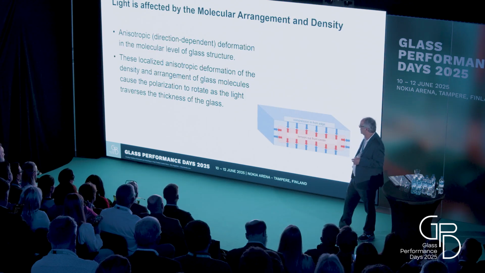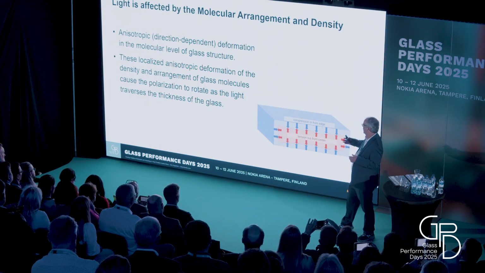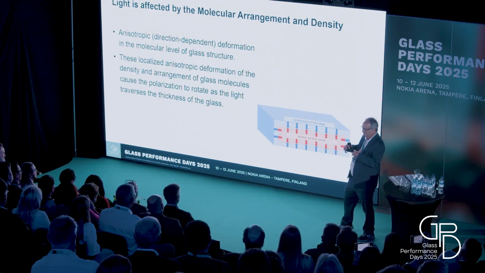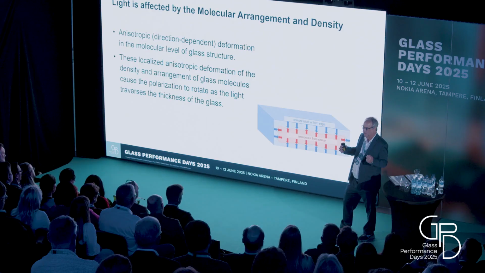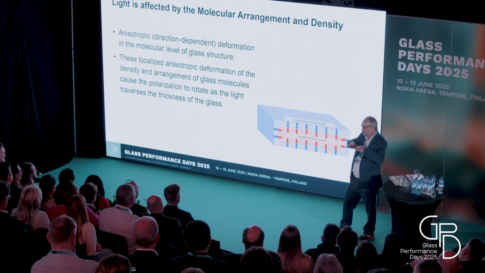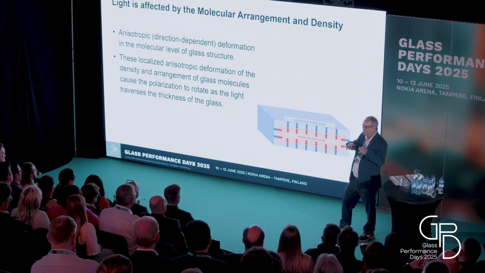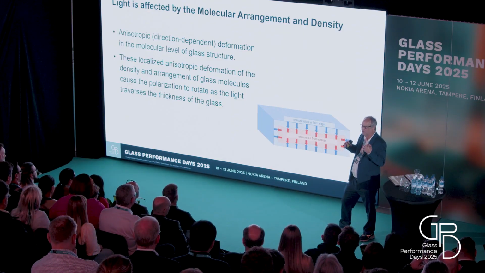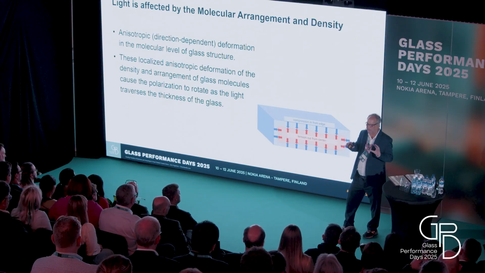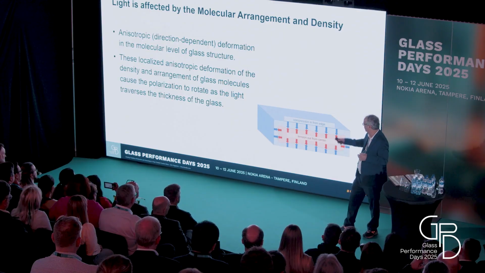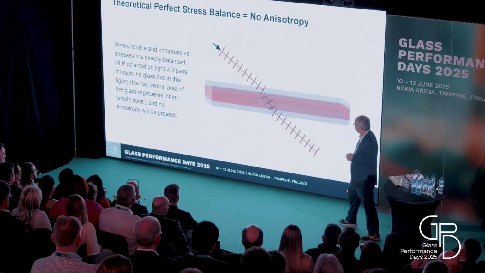But what happens, and I was trying to find a picture of this, but I could not find a picture of what happens to the molecules during the tempering process. There is actually a direction-dependent deformation at the molecular level of the glass, and this local anisotropic deformation causes the polarization of light to rotate differently as it transverses through the thickness of the glass.